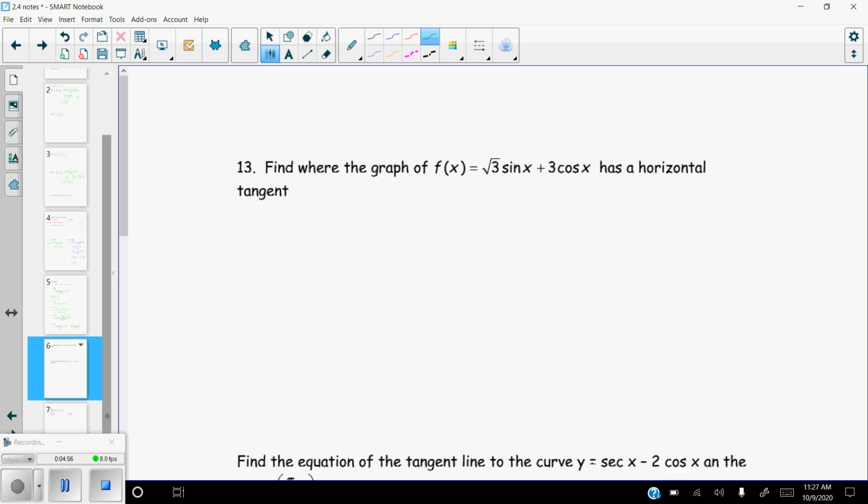So we want to find where the graph of f of x equals the square root of 3 sine x plus 3 cosine x has a horizontal tangent.